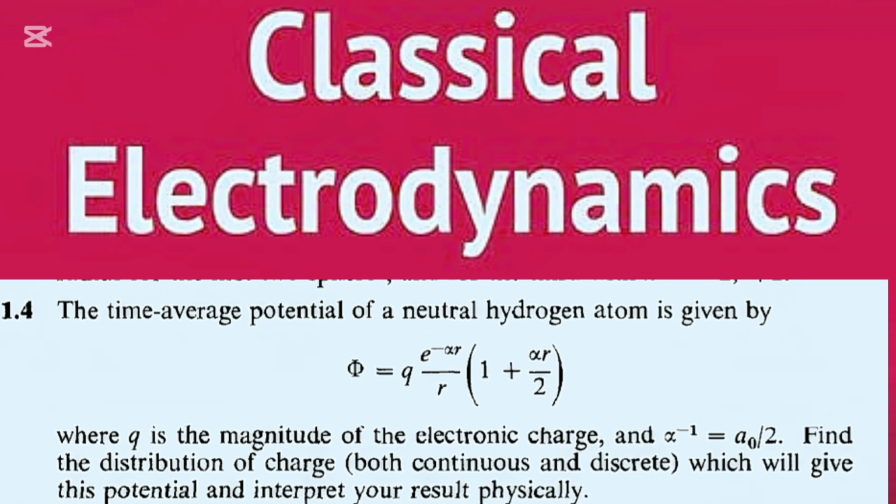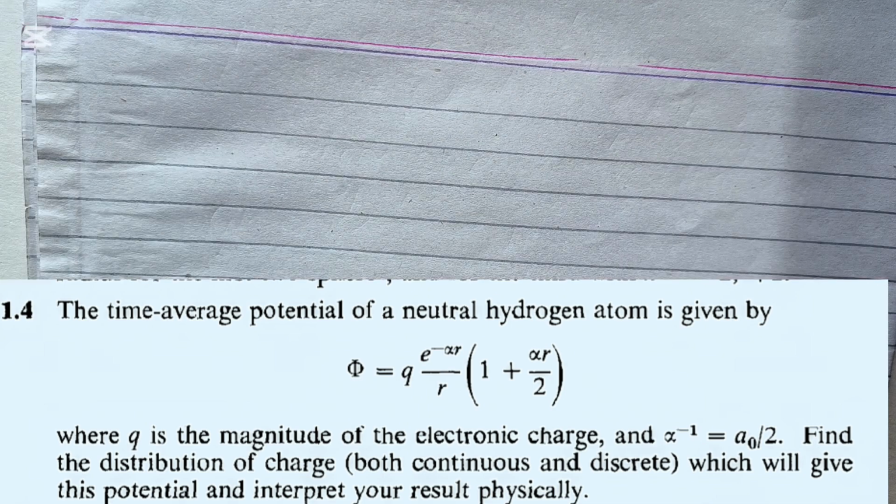The time average potential of a neutral hydrogen atom is given by phi equals q e^(-alpha r) divided by r, into 1 plus alpha r divided by 2, where q is the magnitude of electronic charge and alpha^(-1) is equal to a naught divided by 2. Find the distribution of charge, both continuous and discrete, which will give this potential, and interpret your result physically. So let's start the solution of this problem.